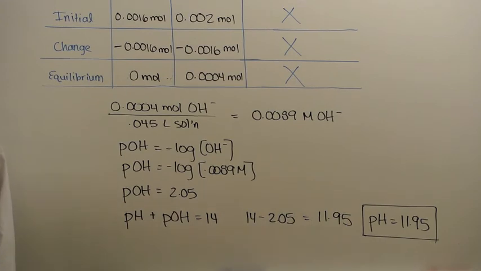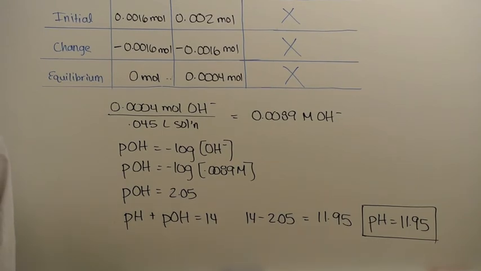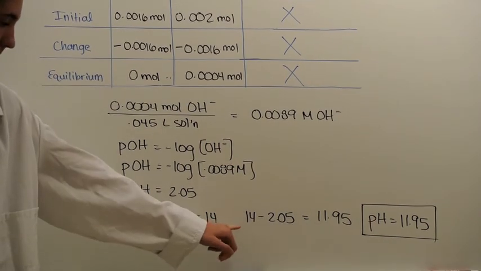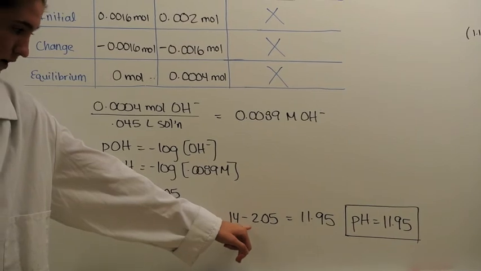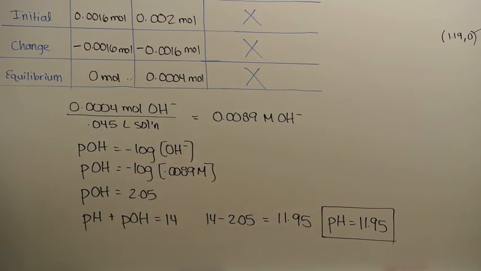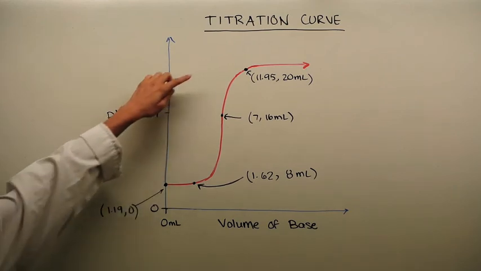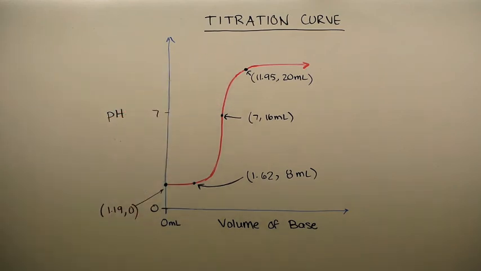We know that pH plus pOH will always be 14 because there's an equation derived from the equilibrium constant of water. So we do 14 minus the pOH, 2.05, and get 11.95. So we know the pH is about 11.9. At this point, we have passed the equivalence point, and we have excess base in the solution. This means that the solution is very basic, and thus, we have a very high pH.